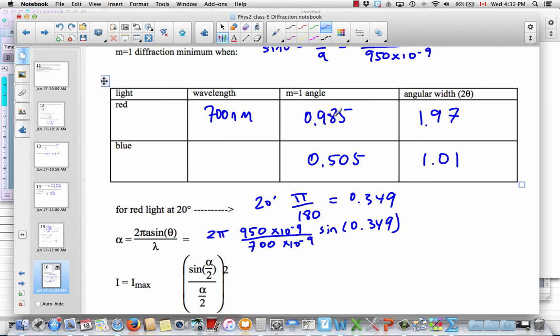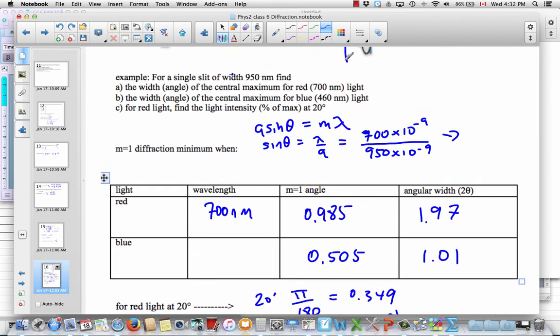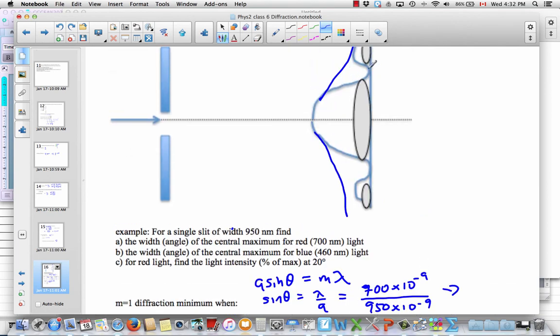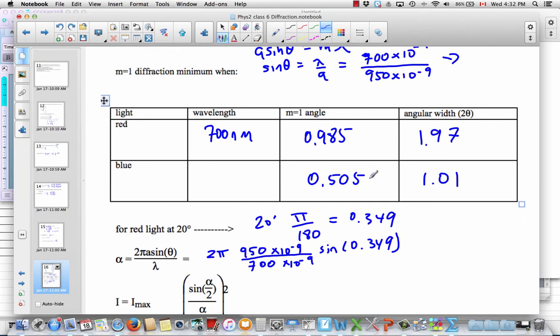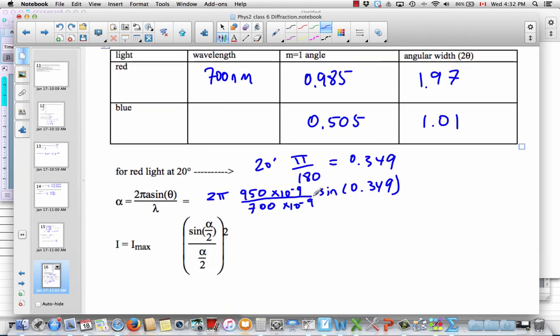Remember, this is about 60 degrees to reach that first minimum, right? So if that's 60 degrees, at 20 it should be fairly bright. We should see a fairly high intensity here. So we work this out, and this is going to have units of meters over meters, or radians. So that's what we get for the alpha constant. So we have to divide it by 2.